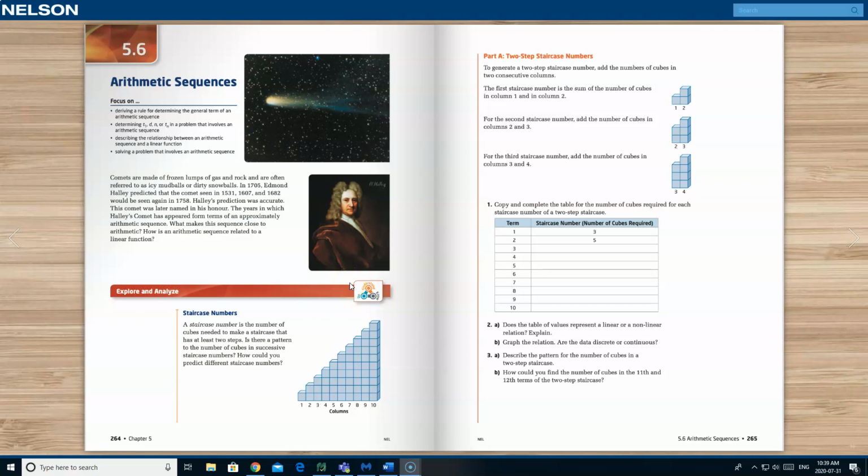Going back to chapter 5, section 5.6 talks about arithmetic sequences. An arithmetic sequence is a list of terms that go up by a common difference. For example, you might get a sequence such as 2, 4, 6, 8, 10. So we have our list of terms and we have the constant difference. It's going up by 2's, so the difference is constant.